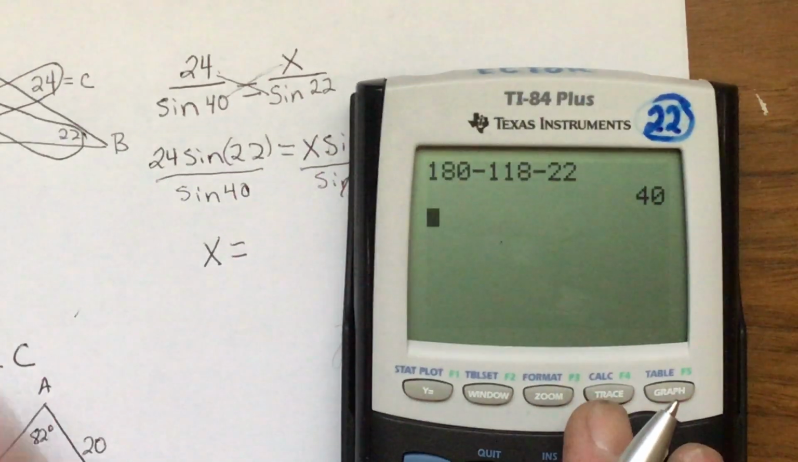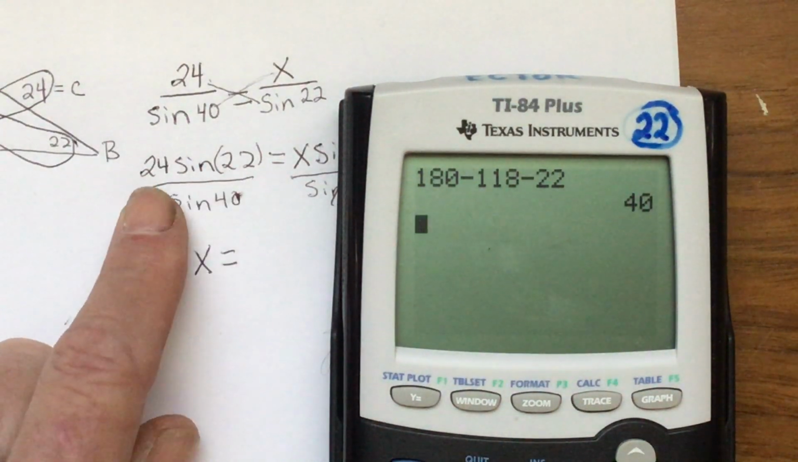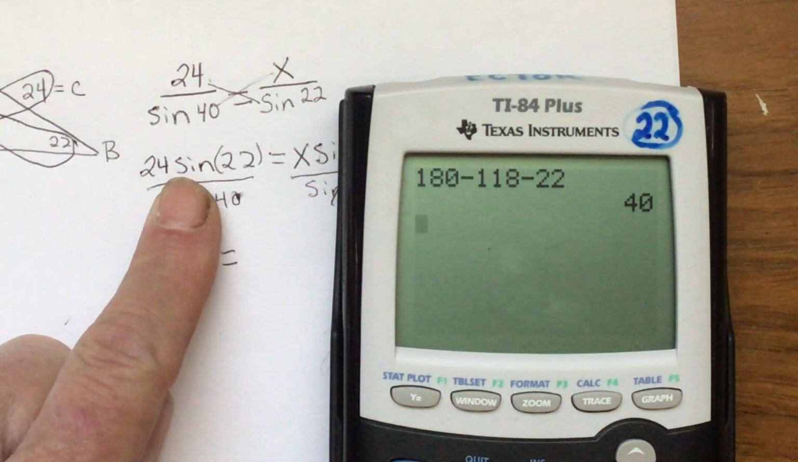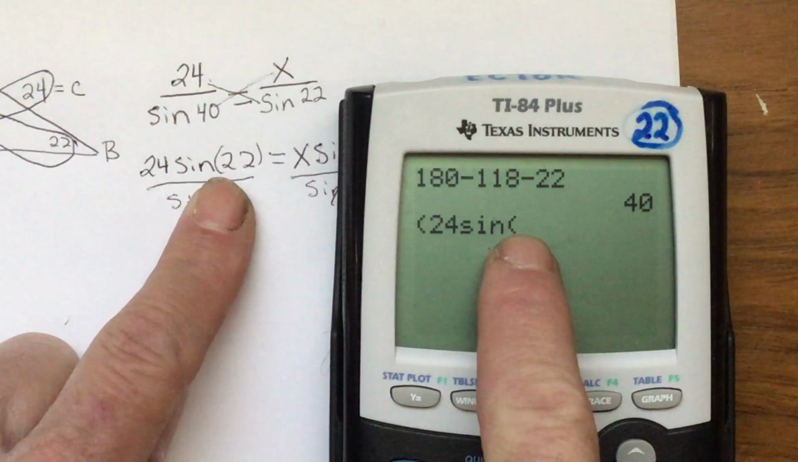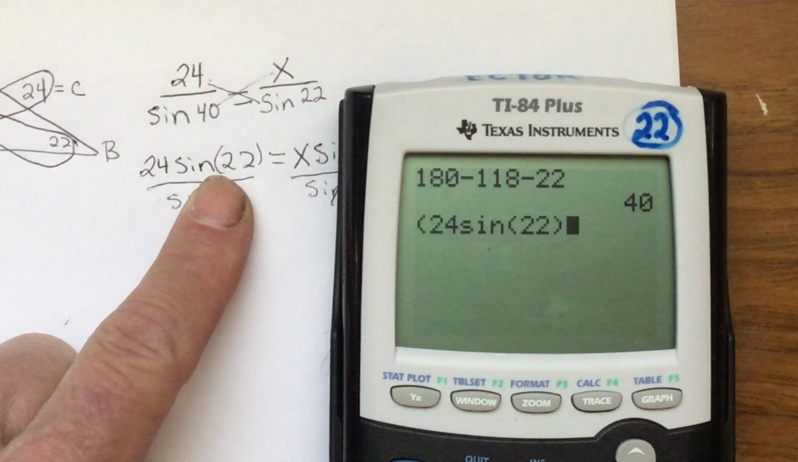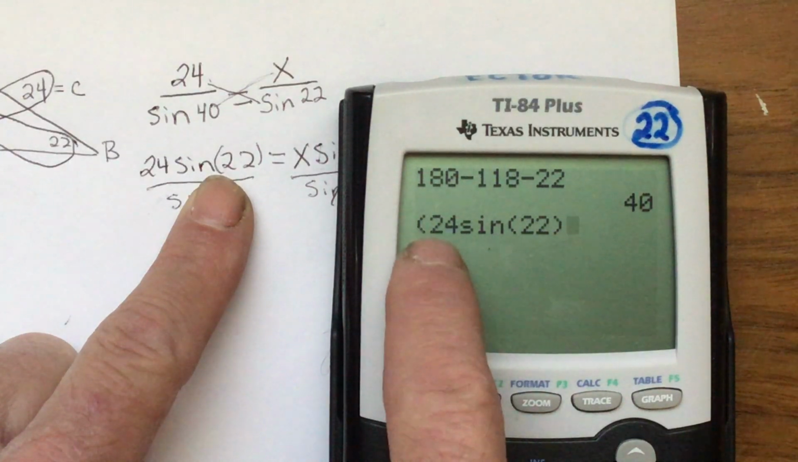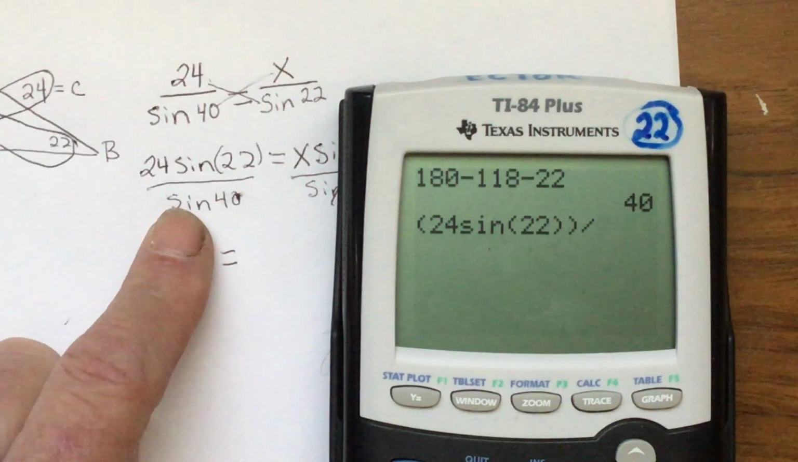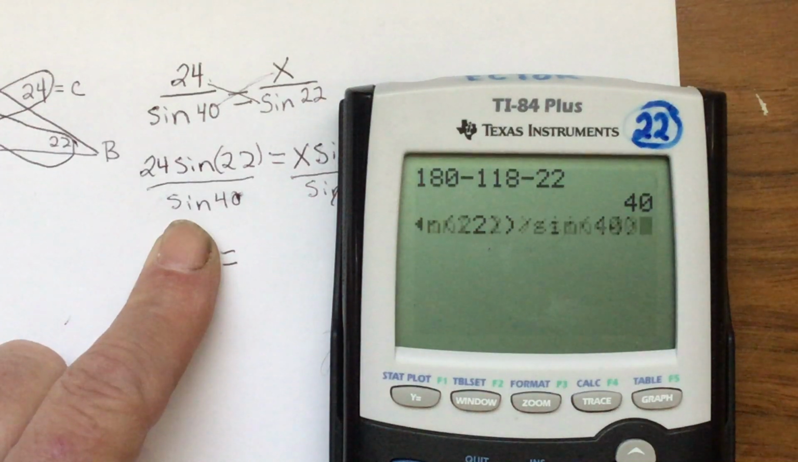Now in the calculator, here's how we want to do this. We want to put the entire top of the fraction inside parentheses. So open parenthesis, 24 sine. See how it opened up a parenthesis here, so we'll type in 22 close parenthesis. And now we need another close parenthesis to match with this one here. Then the divide sign, sine of 40. Enter.